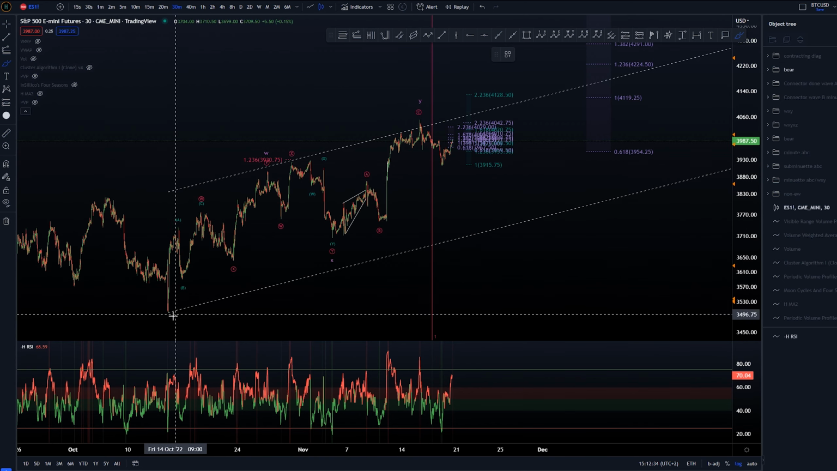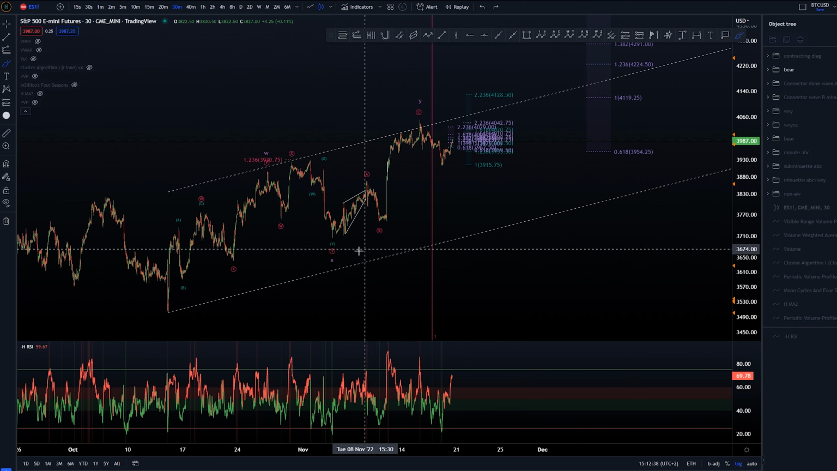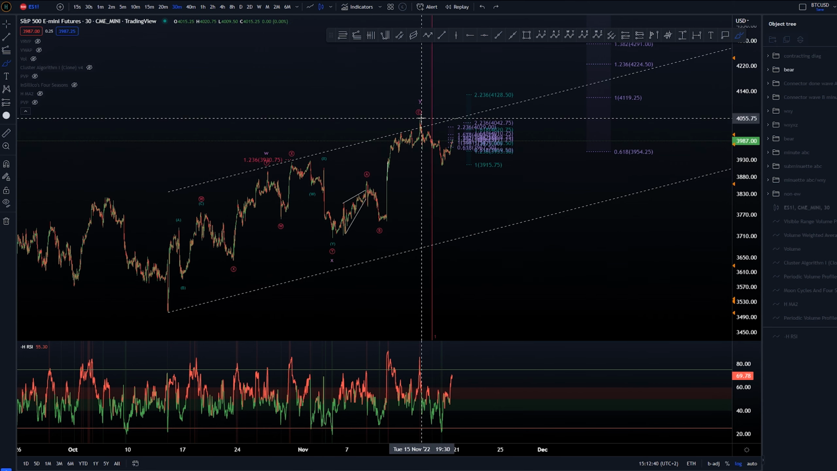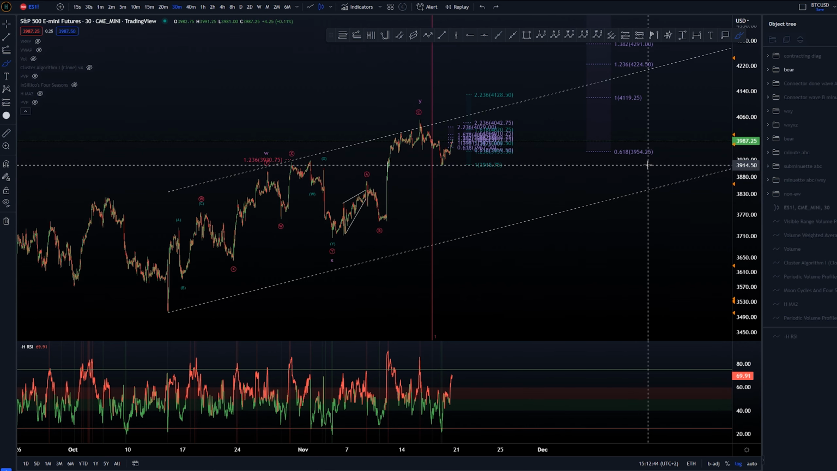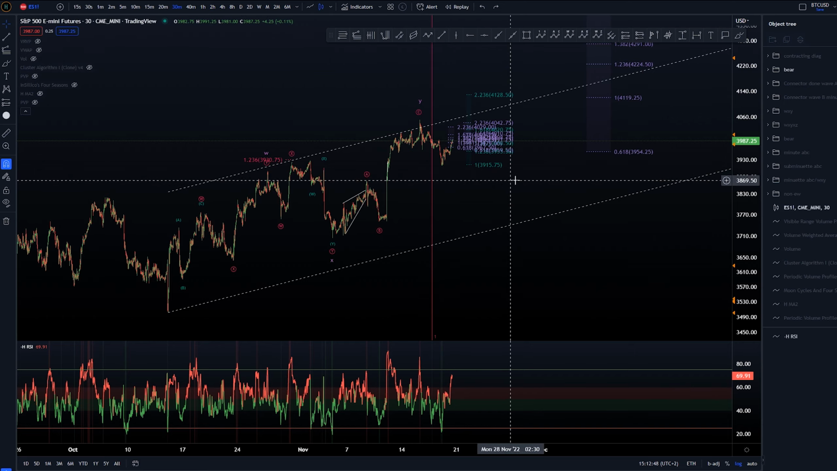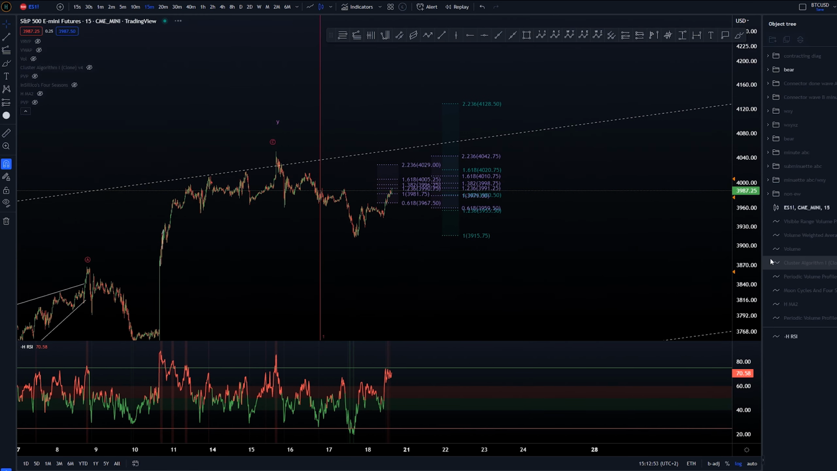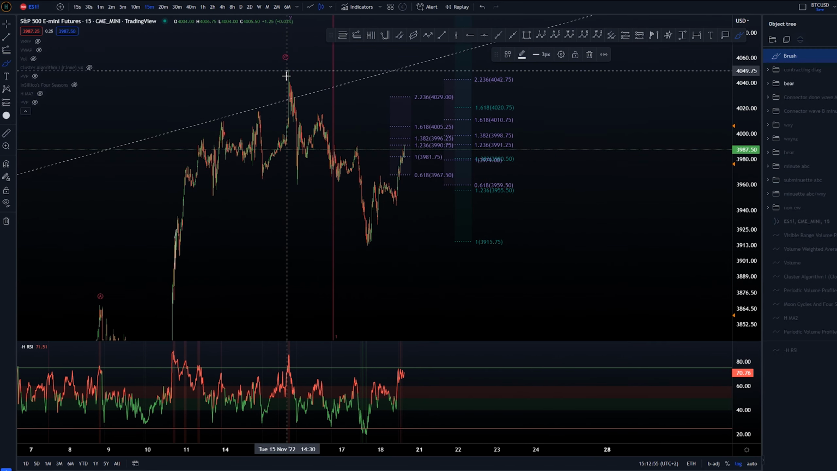The one-to-one extension in time comparison for this wave W, for that wave pivoted again from the X, is right around where we actually ended here. So we don't really need to go any further.